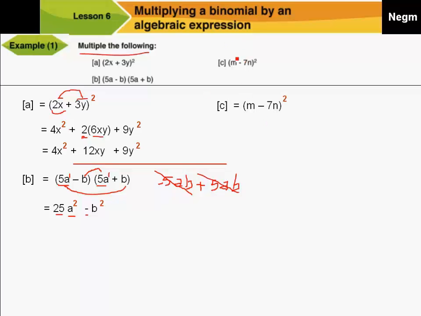Number C, we have m minus 7n to power 2. The same, m squared minus m times 7n is 7mn, times 2, multiplied by 2, minus times minus is plus, 7n times 7n is 49n squared. This will equal m squared minus 2 multiplied by 7 is 14mn plus 49n squared.